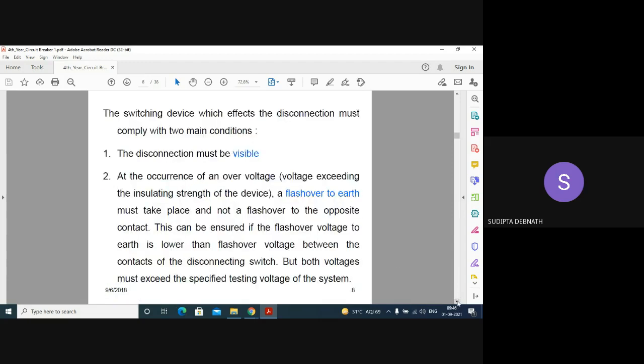You go through them. Now the switching device which effects the disconnection must comply with two main conditions. The first condition I have already told: the disconnection must be visible. For a circuit breaker, whether it is operating under no load condition is not visible. Second, at the occurrence of an overvoltage, a flashover to earth must take place and not a flashover to the opposite contact. So in order that the flashover does not take place to the opposite contact, the isolators are used.